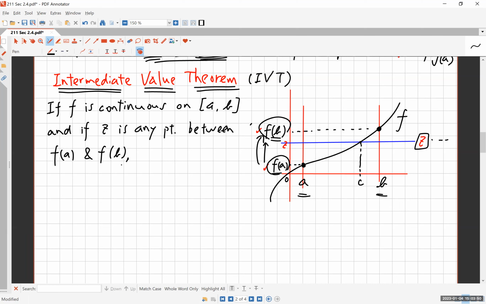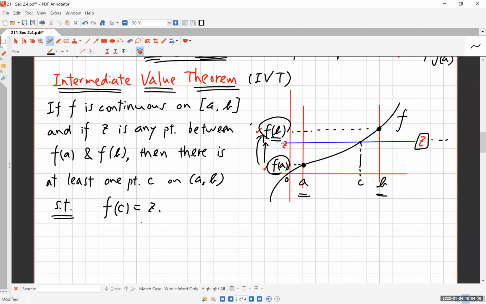If you pick a point Z between f of A and f of B, then there is at least one point. You can also say there is a point, but it's more mathematically precise if you say there is at least one point c on this interval, and in fact, it's going to be an open interval, such that f of c is equal to Z. And you can see this point c. I have randomly chosen Z between f of A and f of B. So this is like any kind of y value between f of A and f of B. And so that blue line is going to be crossed by f, the continuous function, at this point c.